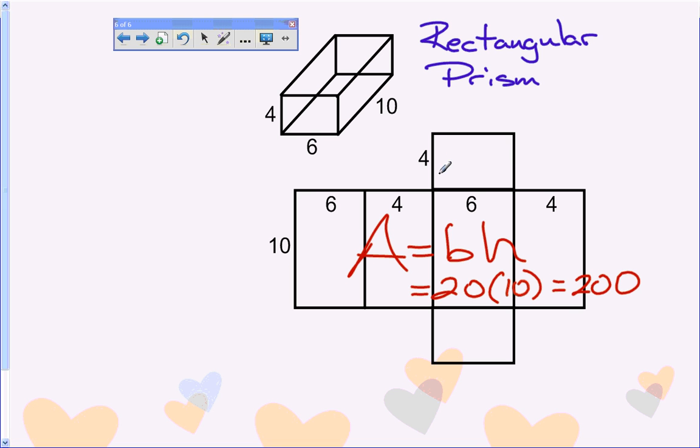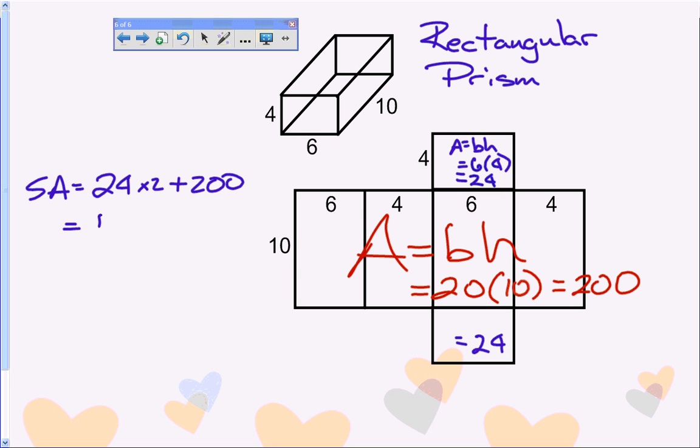The area of this rectangle, base times height, equals 6 times 4. Here's my 6, here's my 4, so that's 24. This rectangle is the same, it's 24. So I have 24 plus 24 plus 200 is the surface area. Or I could just do 24 times 2, because there's 2 of them, plus the 200. So I have 48 plus 200 equals 248.